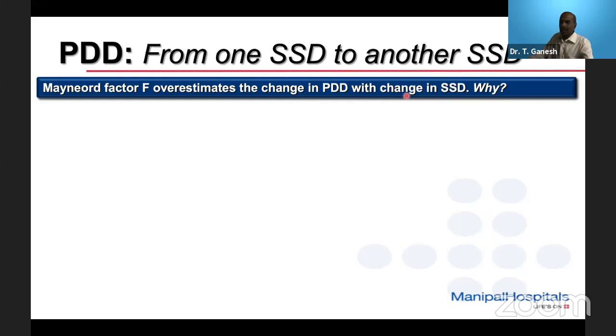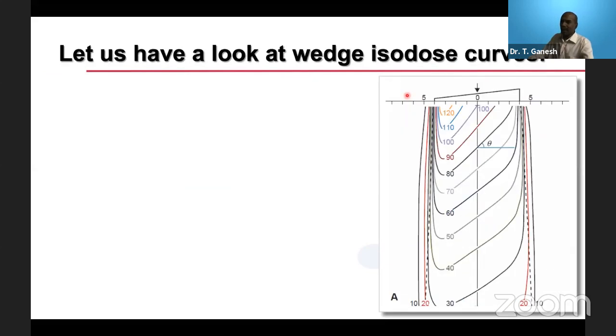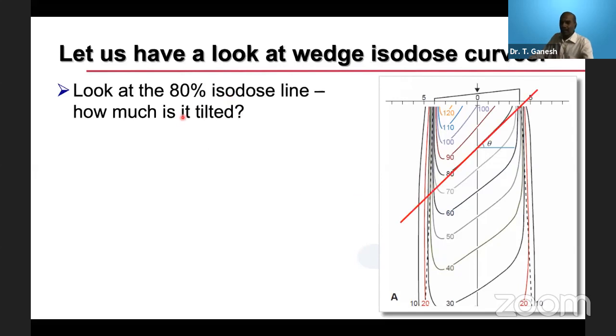Now, before we answer this question, I would like to ask you another question. Probably some of you might not have seen this. These are the wedge isodose curves. Fine. Let's have a look at the isodose curve. Many of you might have seen that. Now let us look at the 80% isodose line. How much is it tilted? See here, this 80% isodose line is tilted by an angle theta, which is nothing but the complement of the angle that this 80% isodose line subtends with the central axis depth.